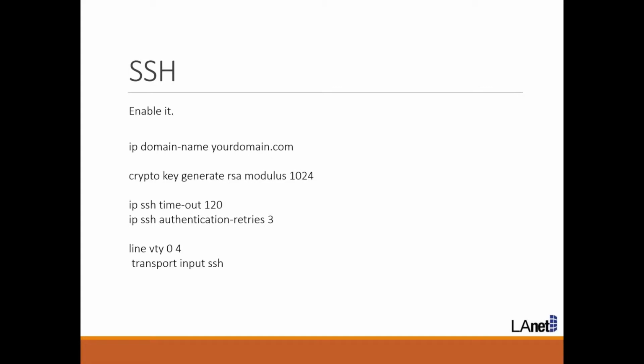This is, again, kind of the minimal you need to do. You need a domain name. You need to generate a key. A lot of times these days, we are generating 2048-bit keys, not 1024s. And you need to set a timeout and a number of retries. The 120 and 3 are defaulted. I put them in there just for completeness. And then you need to take your VTY lines and enable it for SSH.